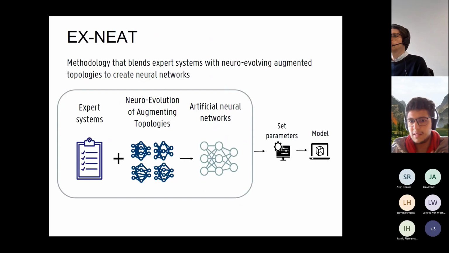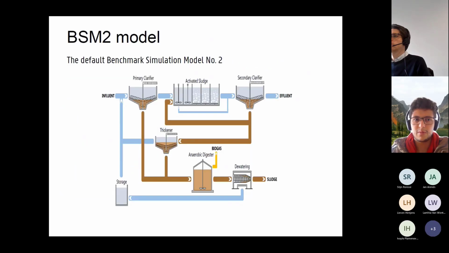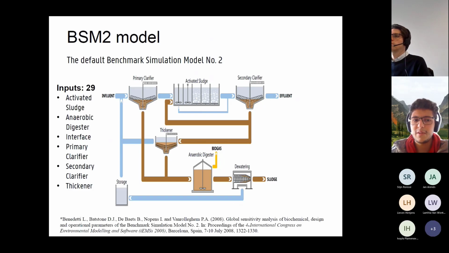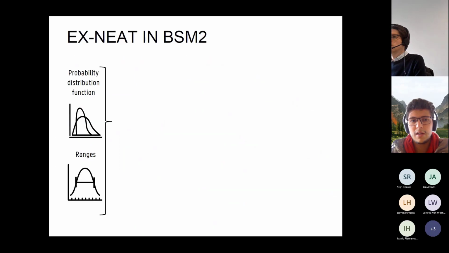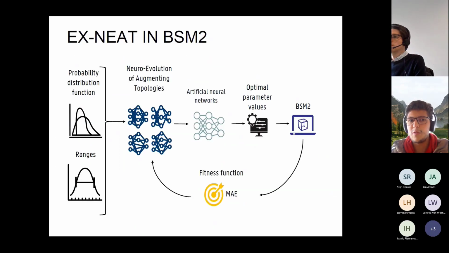But let's see how it performs for a model. We tested the BSM2 model. Maybe you are familiar with it if you are into wastewater treatment. We tested 29 parameters that we selected based on the sensitivity analysis of the paper that you can see below, and we used it to calibrate the 34 outputs at the end of the simulation. So this is the overall performance of how we built the model with the probabilistic functions and ranges of all these input parameters that I mentioned, and we implemented the methodology to create an artificial neural network for the BSM2 model.